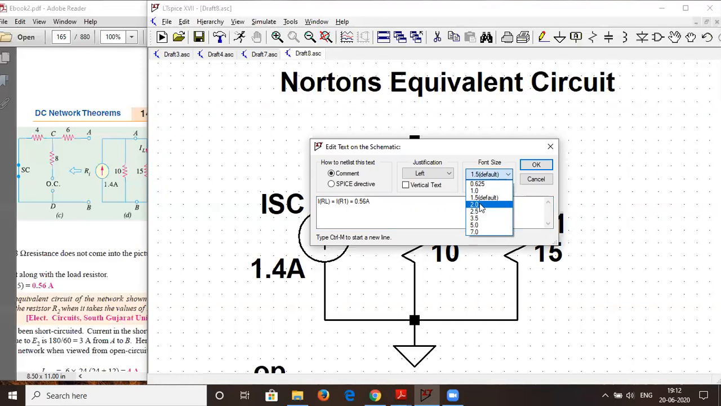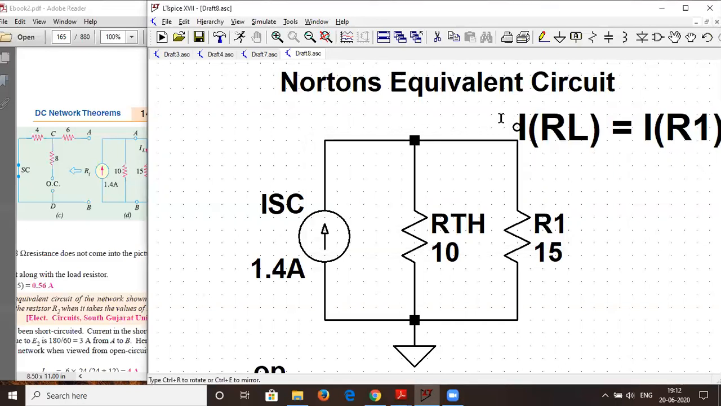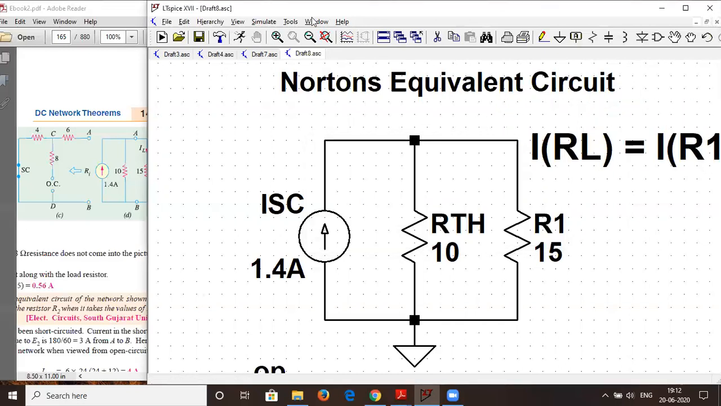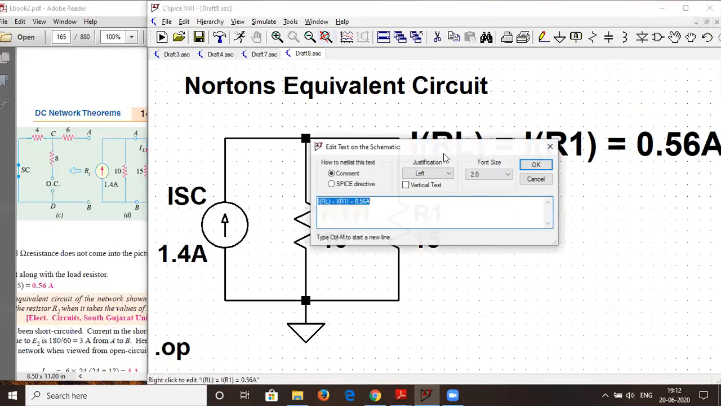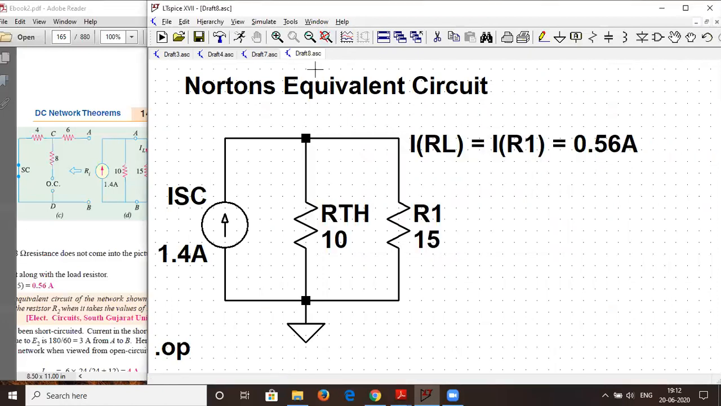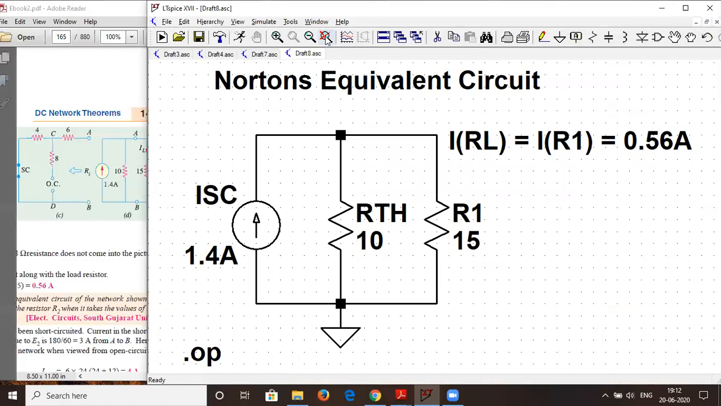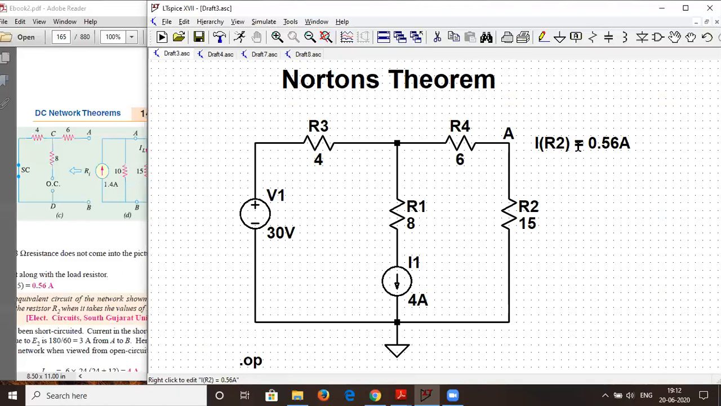And let me add this value onto the screen. Yeah. So by solving, I think it is a little on the bigger side. Let me go to default view. Yeah, this is better. So by Norton's theorem, the current flowing through the 15 ohm resistance is coming out to be 0.56 amperes. And we have initially seen that without applying Norton's theorem also, it is giving around 0.56 amperes.